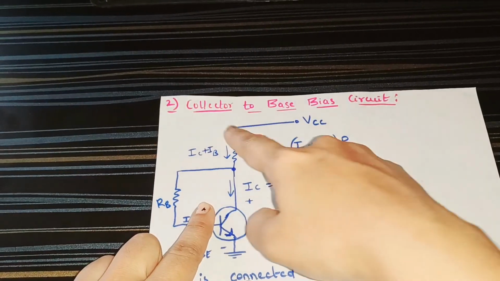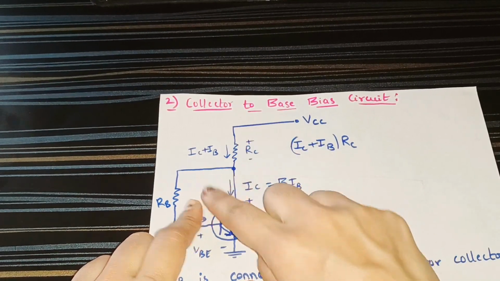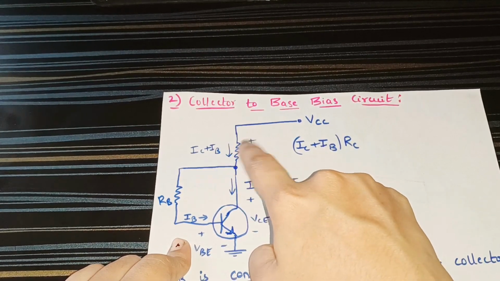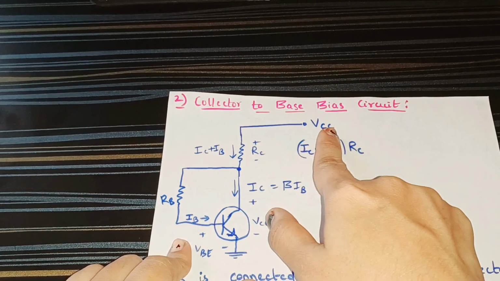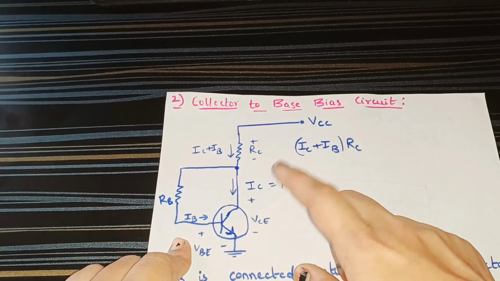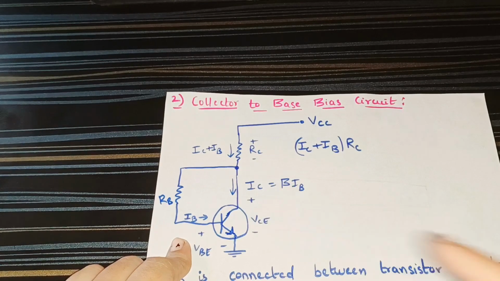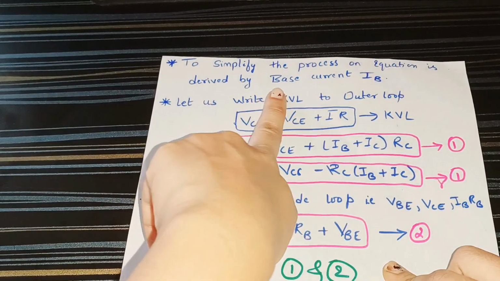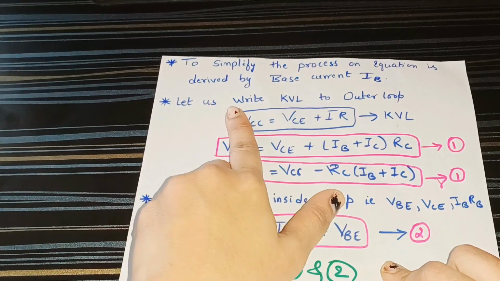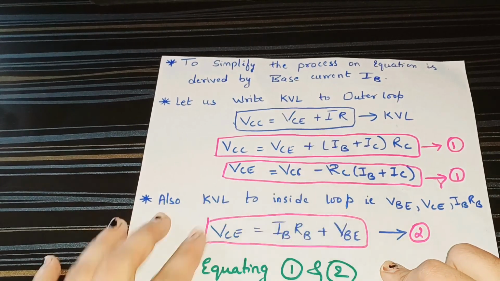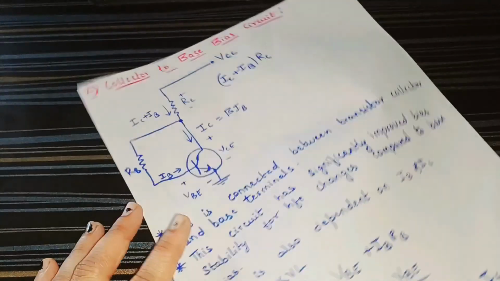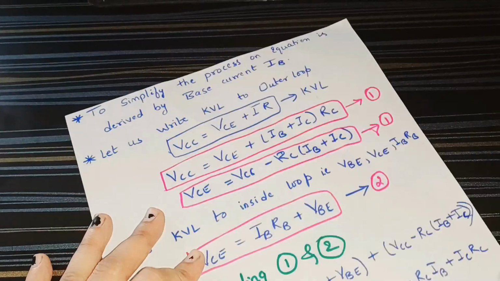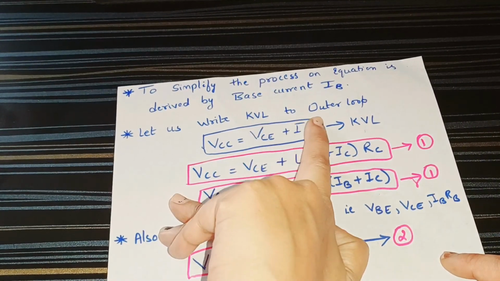When the current flows from VCC to the base emitter voltage, IC plus IB will flow across the resistor collector. When the current flows from VCC to VCE, only IC will flow as the current. To simplify the process, an equation is derived in terms of the base current IB. Let us write KVL for the outer loop. Which is our outer loop? It is from VCC to VCE. So let us write KVL for the outer loop.